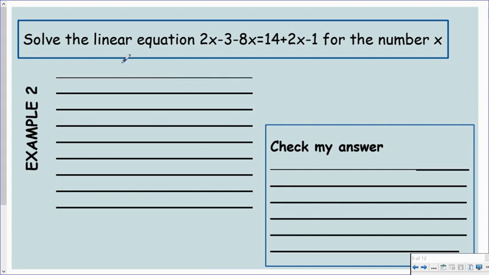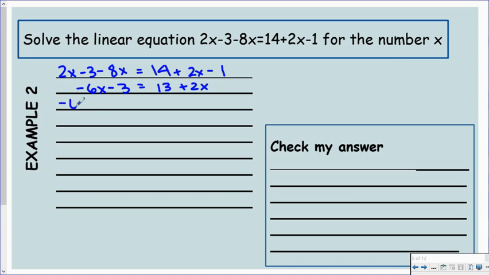Right, let's look at one more. This one we have quite a few terms, so I want to see if we can combine some like terms. So I have 2x minus 3 minus 8x equals 14 plus 2x minus 1. I'm going to combine my x's. 2x minus 8x would give me negative 6x minus 3. And then here, 14 minus 1 would give me 13 plus 2x. I'm going to subtract, see how it has me add 2x? I'm going to subtract 2x from both sides so I can get all my x's on the left side.